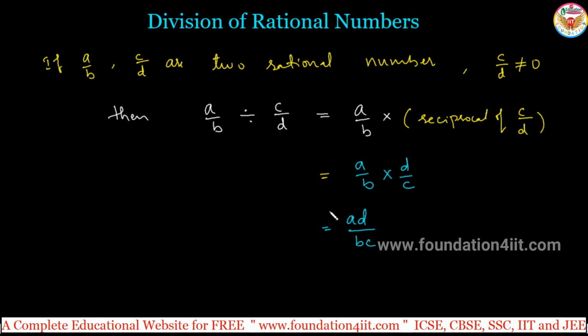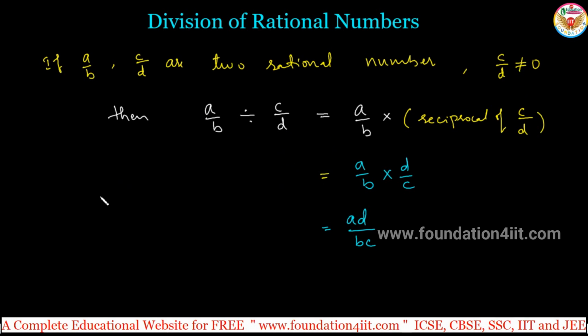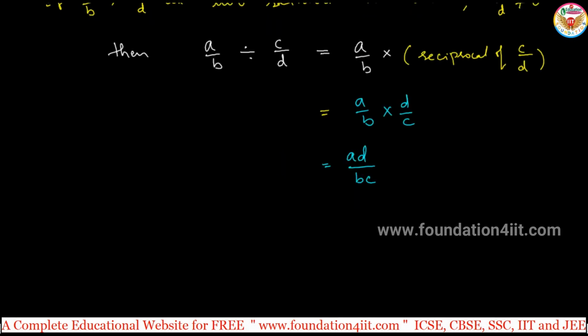Right. So here is c by d. If it is 0, what will happen? Then a by b divided by 0 is undefined. Division by 0 is not defined. There's a rule, and it applies to anything we want to divide. Let us see with examples. Division is just the inverse of multiplication.